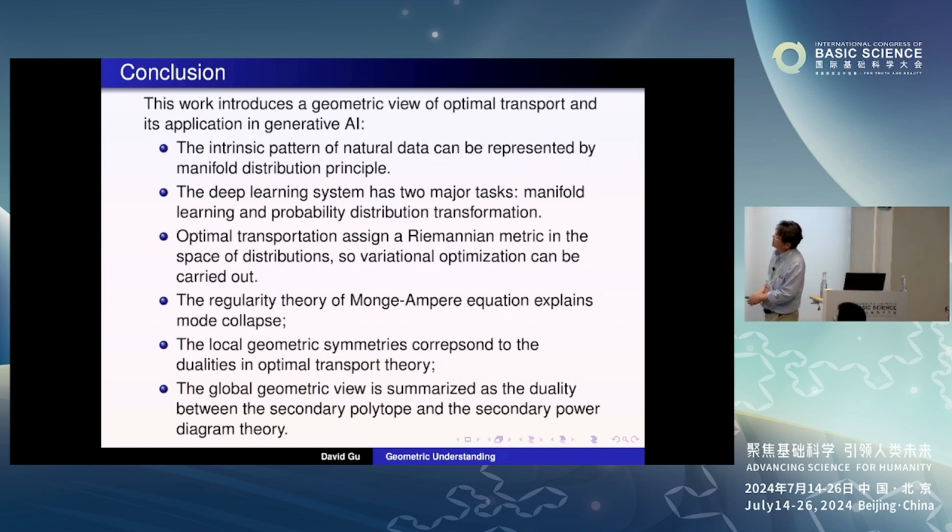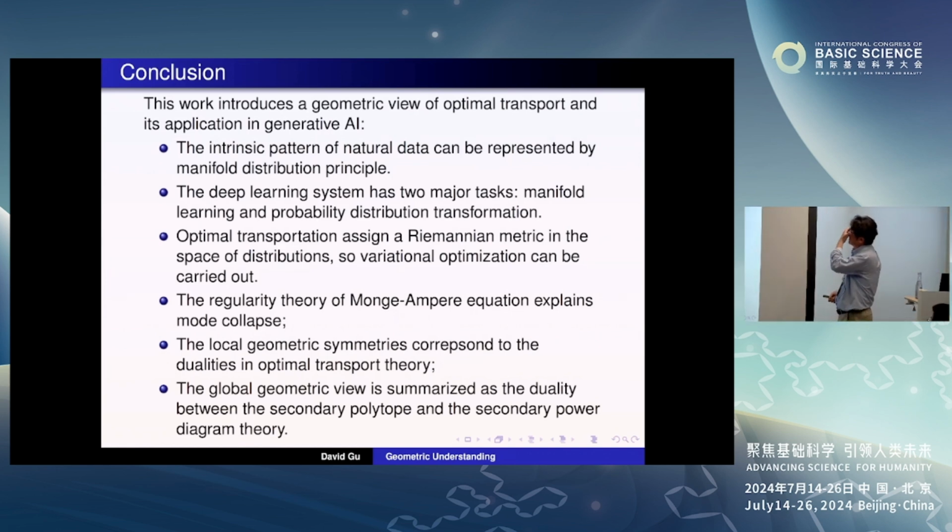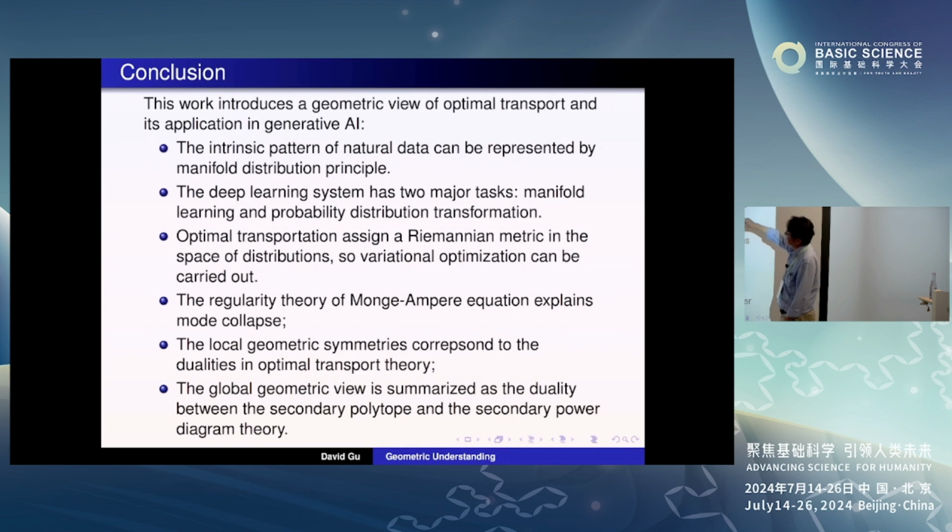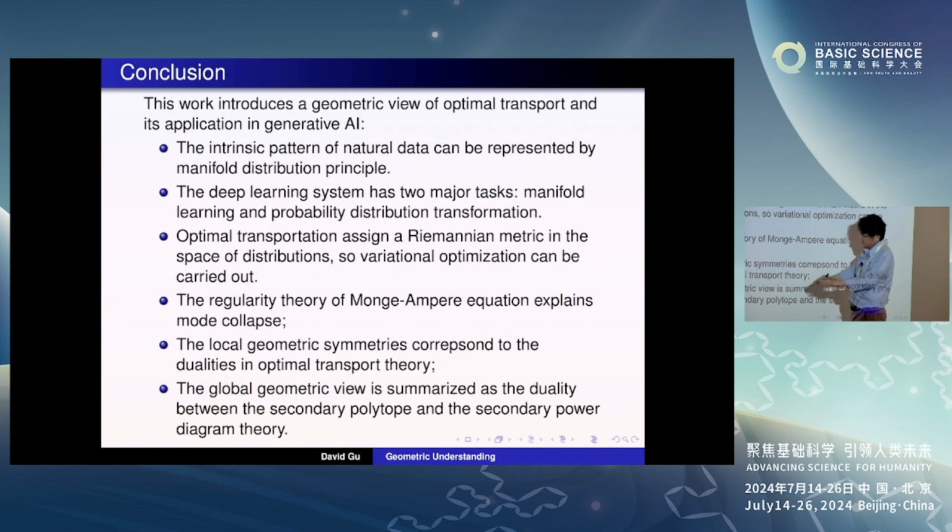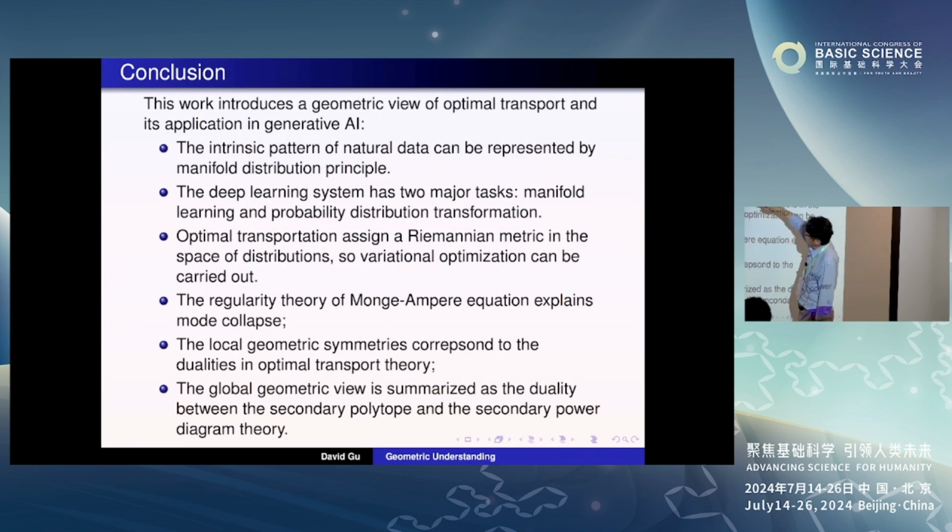Okay, so in summary, we try to use geometry to understand optimal transport, and then use that view to explain generative AI. We see that the training data set can be summarized as a manifold distribution. Basically, each data set can be treated as a point cloud. The manifold dimension is low, but the embedding space dimension is high. Also, different modes have different distributions. Therefore, the goal of deep learning is to learn first the manifold structure, and second the probability distribution.